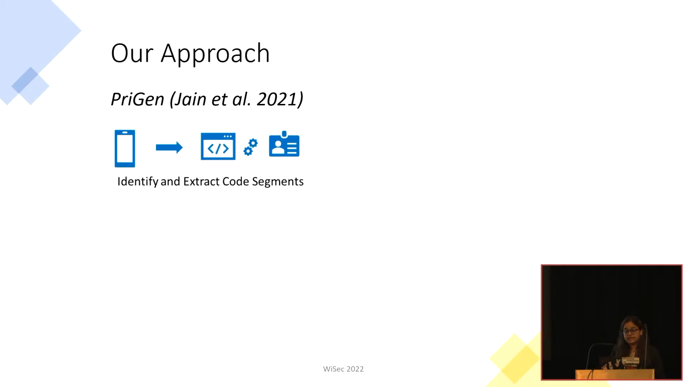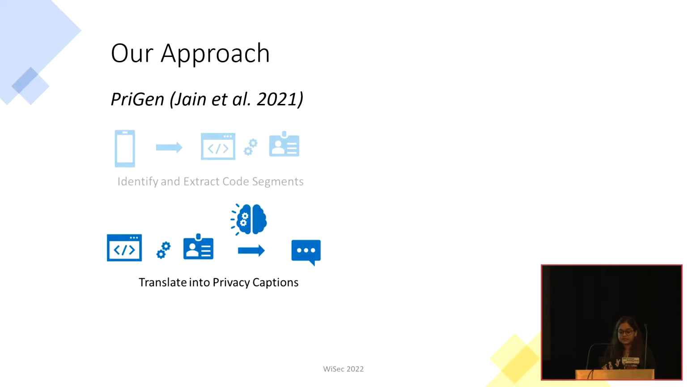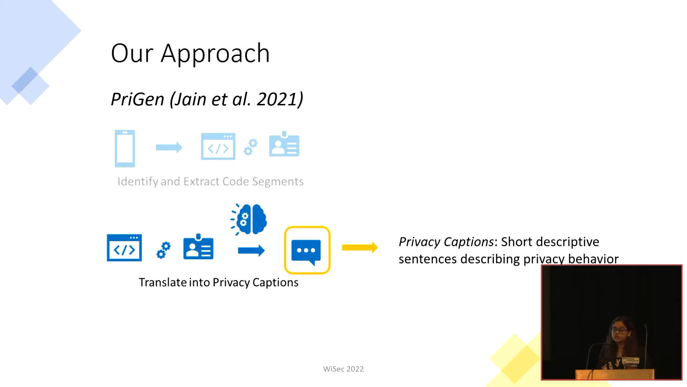In order to address these research gaps, in our previous work, we introduced an approach called PRIGEN. What PRIGEN does is identify and extract code segments that use personal information. In this work, we call such a code segment a permission returning code segment, or in short, PRCS. After extracting PRCS, PRIGEN translates it to its corresponding privacy captions. Here, privacy captions are short descriptive sentences that describe the privacy behavior of a certain code segment.